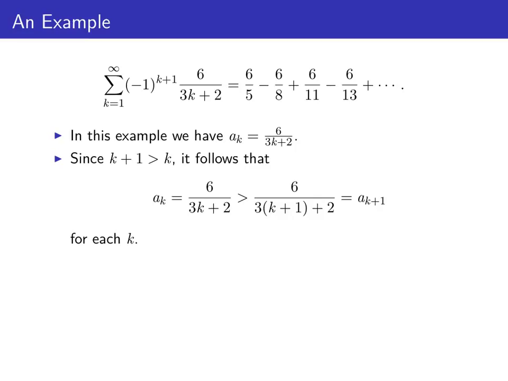Now we need to know if the sequence a sub k decreases to 0. Now, k plus 1 is bigger than k, so by inverting both sides, we can see that a sub k, which is 6 over 3k plus 2, has to be bigger than 6 over 3 times the quantity k plus 1 plus 2, which is a sub k plus 1 for each k. So the sequence a sub k decreases. We also know that the limit as k goes to infinity of the sequence 6 over 3k plus 2 equals 0. So that means that the sequence a sub k decreases to 0.